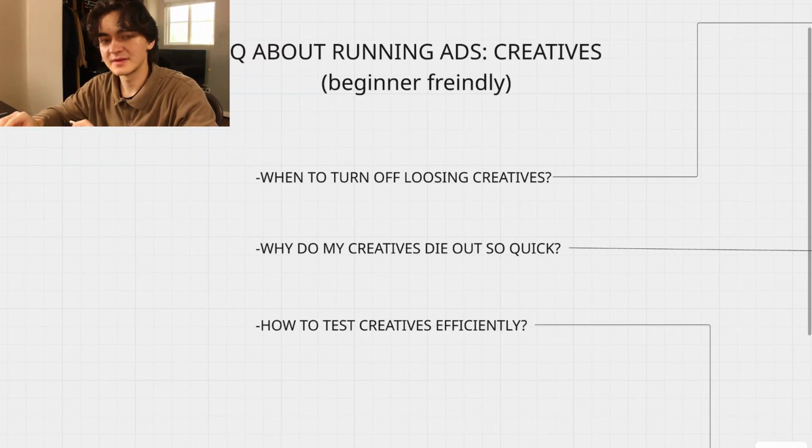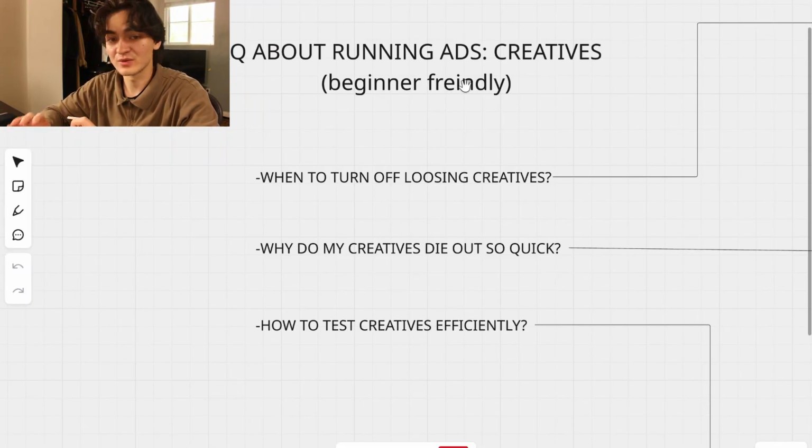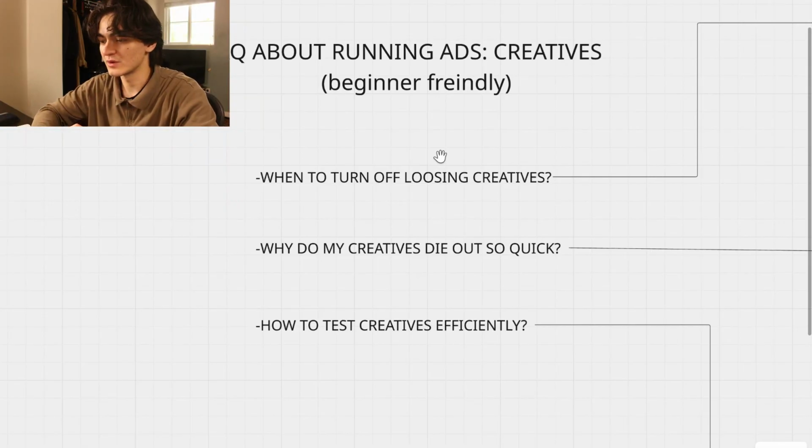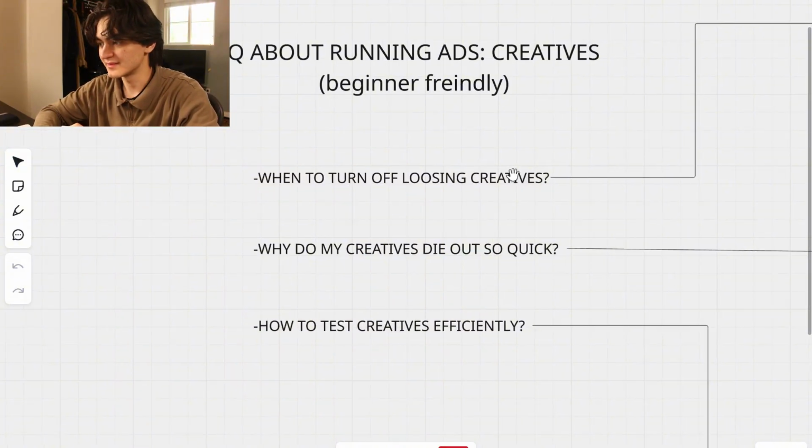An acquaintance of mine made this Miro board, an FAQ about running ads specifically with creatives. Excuse his spelling mistakes, but it's really informational and really educational, and I wanted to run it through you guys and explain it. Now, we're going to be going over when to turn off losing creatives, why do my creatives die out so quick, and how to test creatives efficiently.